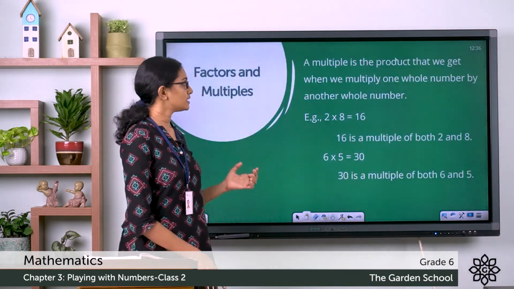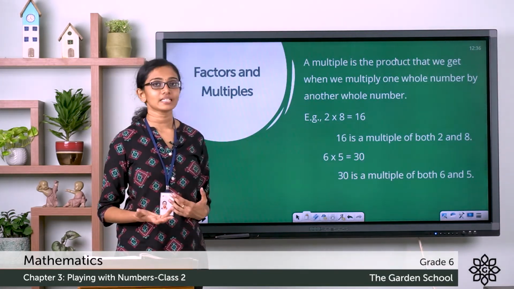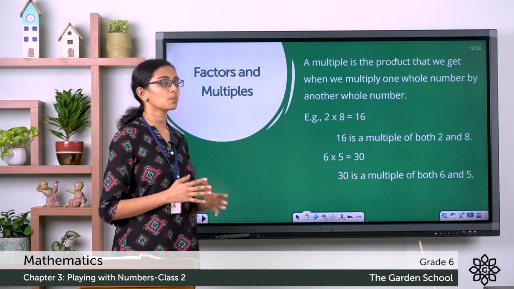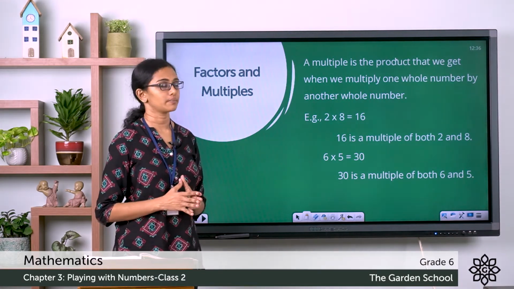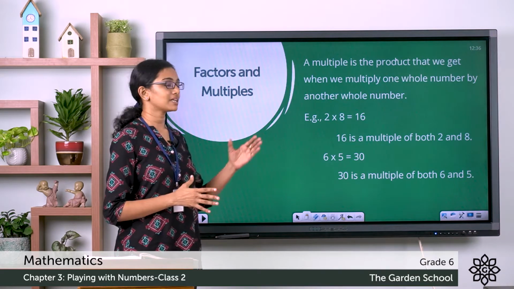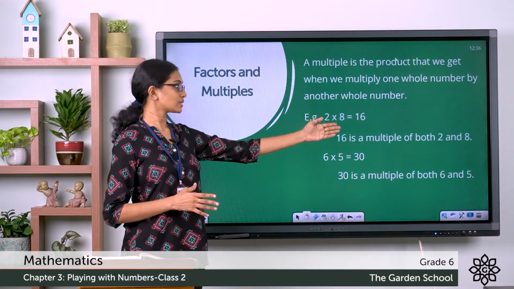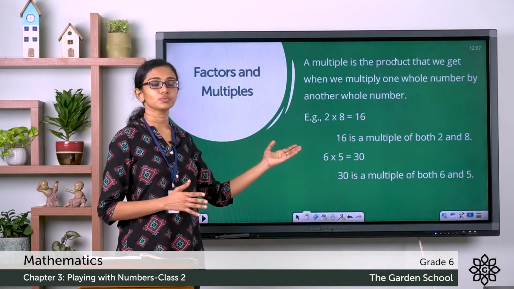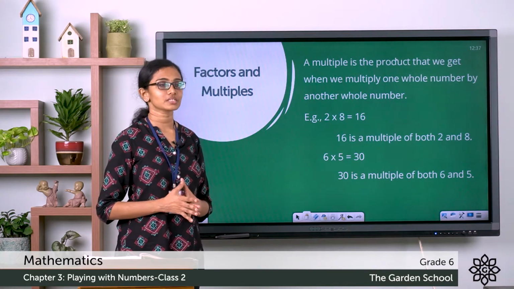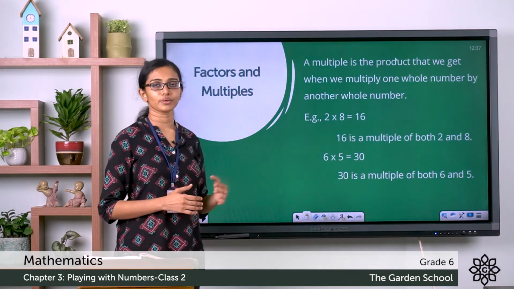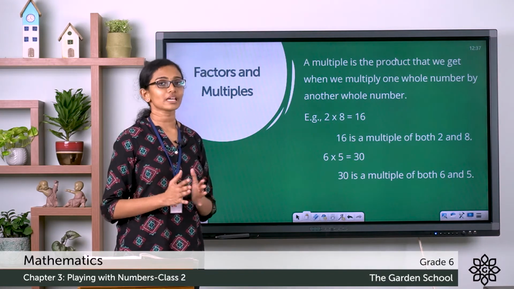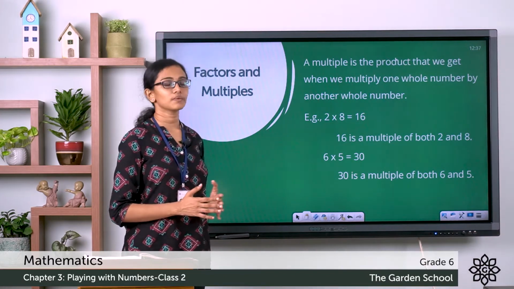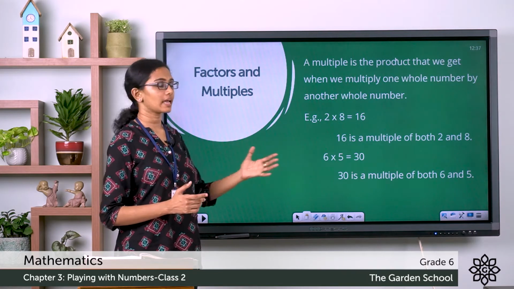So a multiple is the product that we get when we multiply one whole number by another whole number. For example, if you multiply 2 by 8, you get the product 16. It is the same as multiplying 8 by 2. 2 into 8 equals 16 as well as 8 into 2 equals 16. So you can say 16 is a multiple of both 2 and 8.